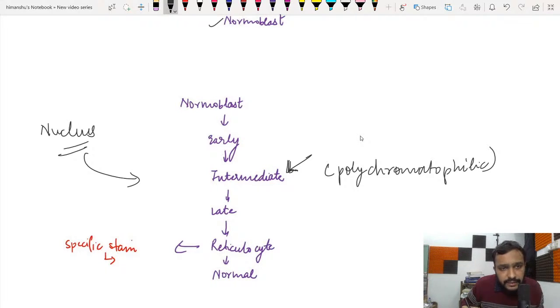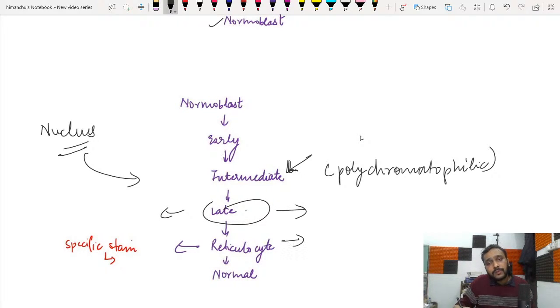The nucleus is removed in the late stage of normoblast. So at the late normoblast stage, the nucleus is removed. And as you know, the reticulocyte and normal RBCs do not have a nucleus.